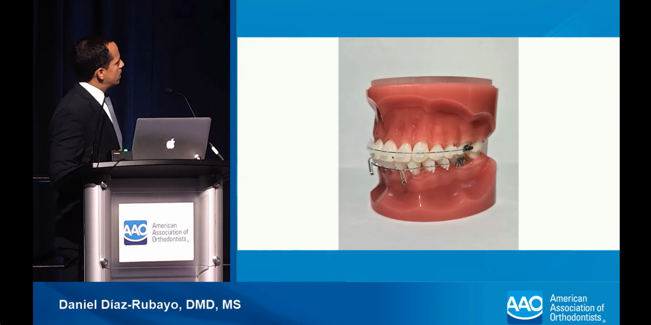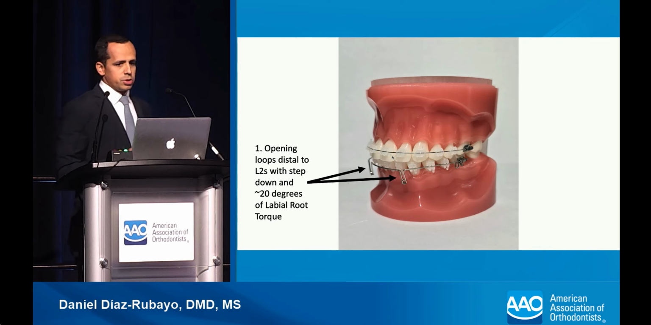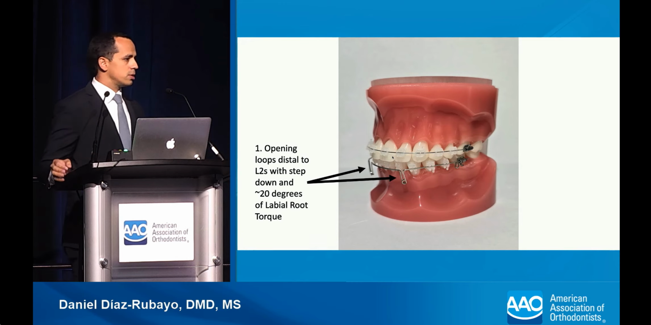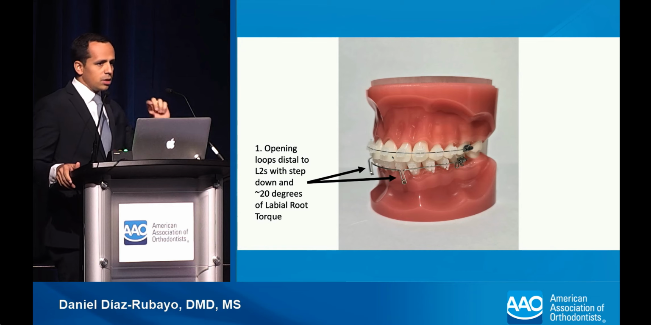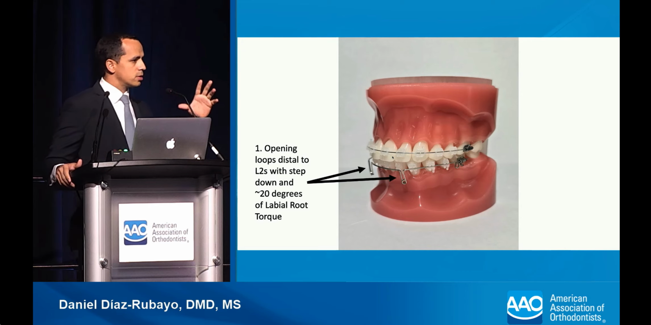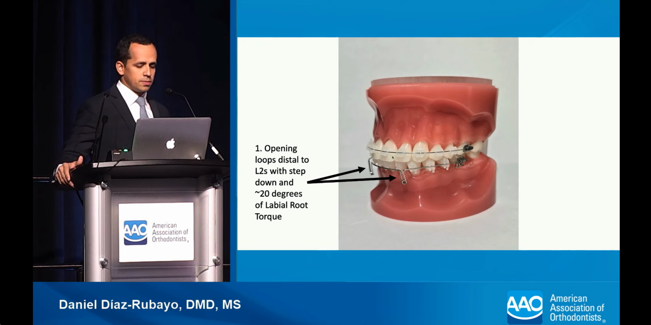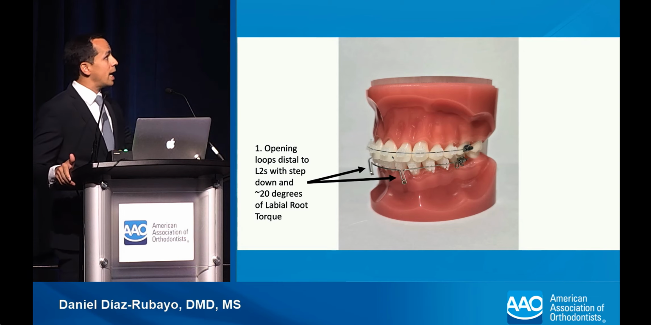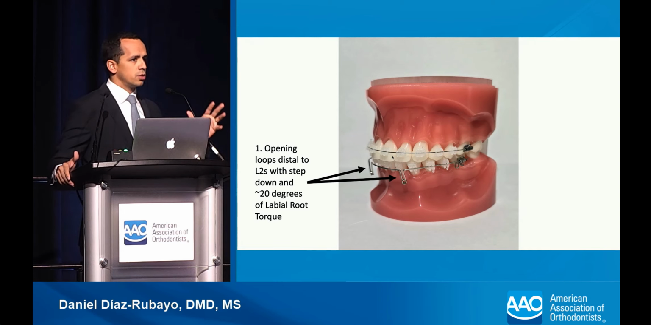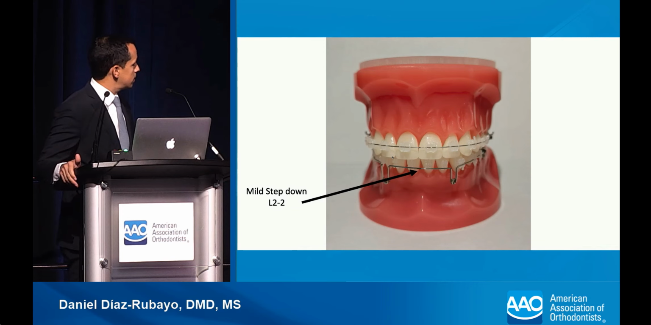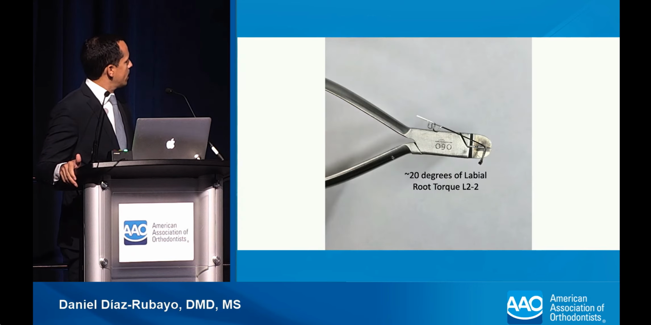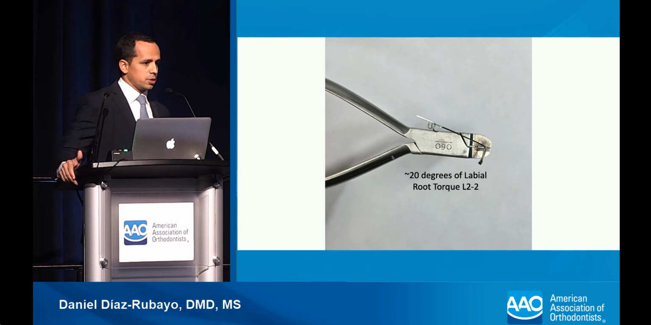So the first thing that we do is we bend some opening loops distal to the lower lateral incisors. Okay? We're going to have a mild step down or large, depends on the need, right? The upper body of the patient. And we're also going to add about 20 degrees of labial root torque. So you can see here that step down and the 20 degrees of the labial root torque.